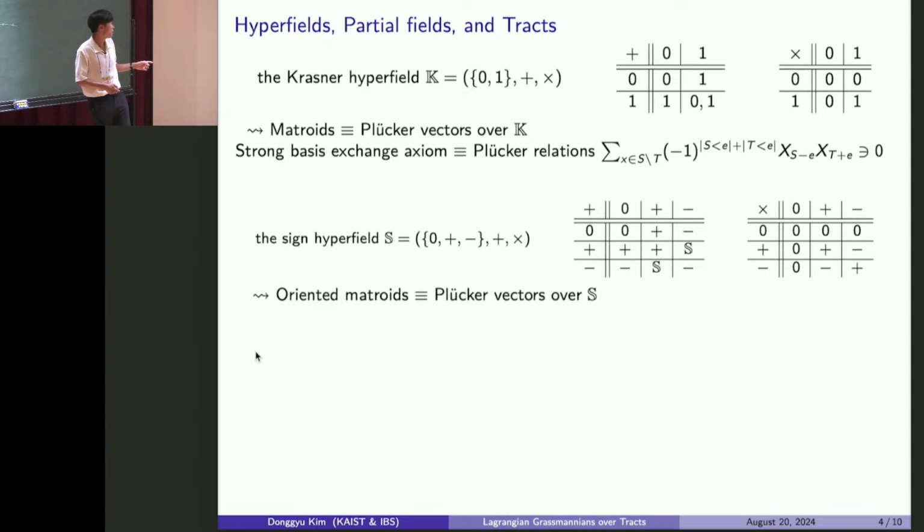And if you consider the Plücker vector over the sign hyperfield, then this is nothing but an oriented matroid in the sense of the Chirotope axiom.